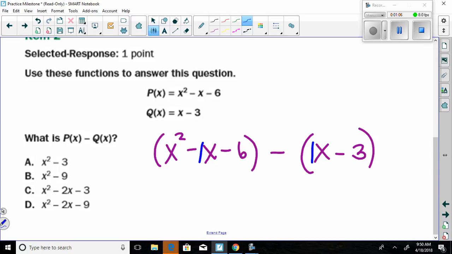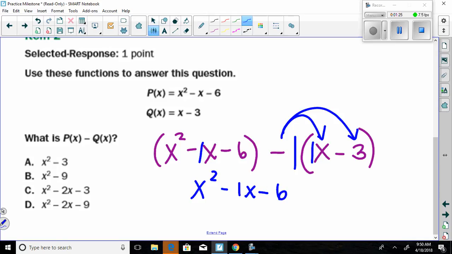Then when I'm subtracting, what do I need to put in front of this parentheses? A 1. That 1, right? When it's adding, remember, we just drop the parentheses and combine like terms. But when it's negative, we need to distribute that negative. So remember, the first one, I can just bring everything down. But the second one, I need to distribute.